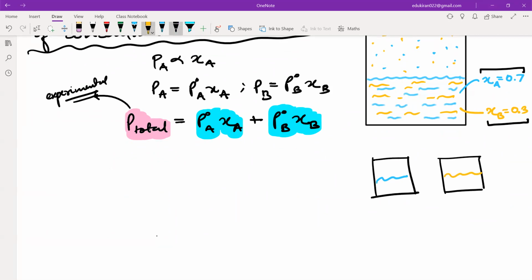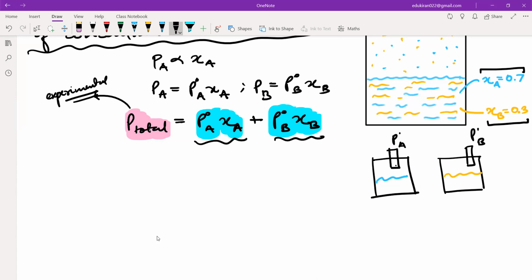So here we can put up a manometer, and we can measure the P naught A, pure water, and P naught B from here. Yes or no? All of you agree that all of these values can also be detected. Yes or no? Yes, sir.